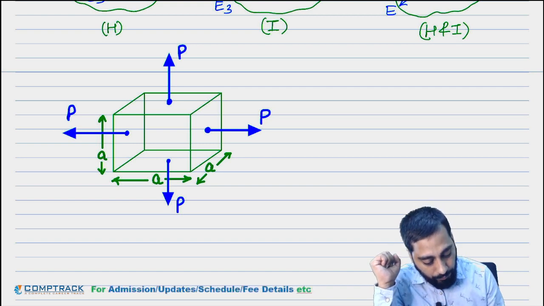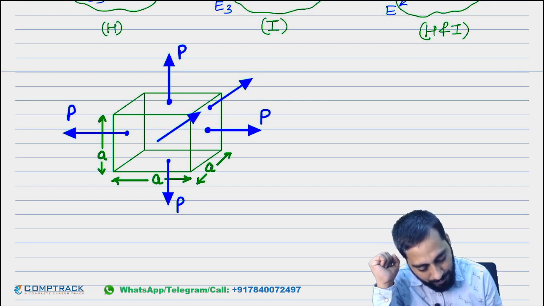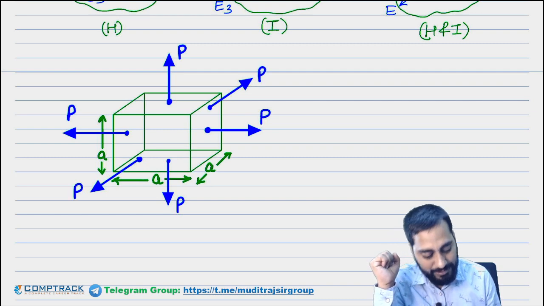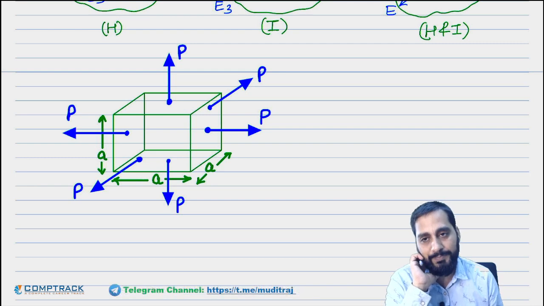So for an isotropic material, if you pull it in all directions, the deformation must be the same. The deformation must be the same along the x, y and z direction with the same force. This is the property of isotropic.